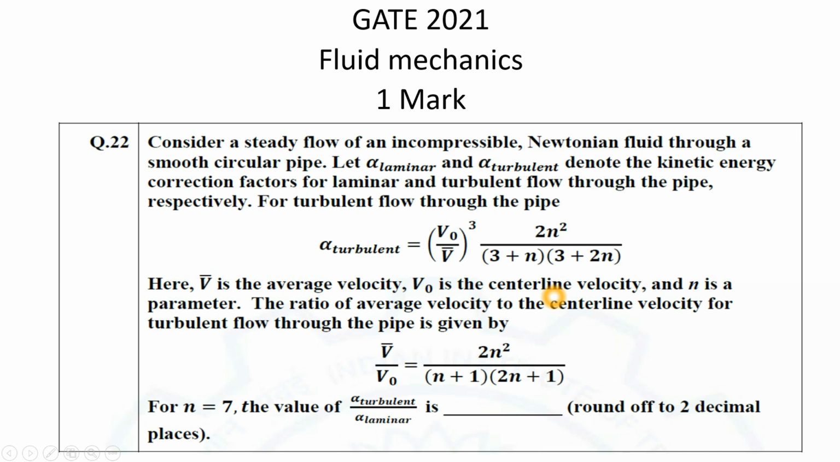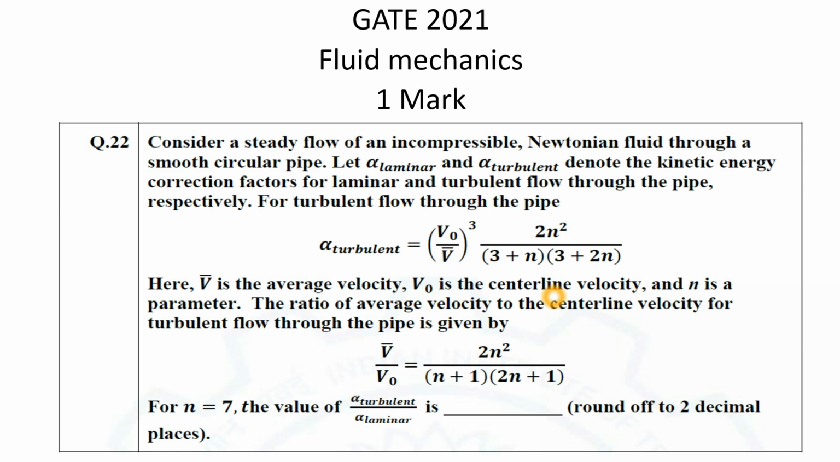From GATE 2021 Fluid Mechanics for 1 mark only. Consider a steady flow of an incompressible Newtonian fluid through a smooth circular pipe. Let alpha laminar and alpha turbulent denote the kinetic energy correction factor for laminar and turbulent flow through the pipe respectively.